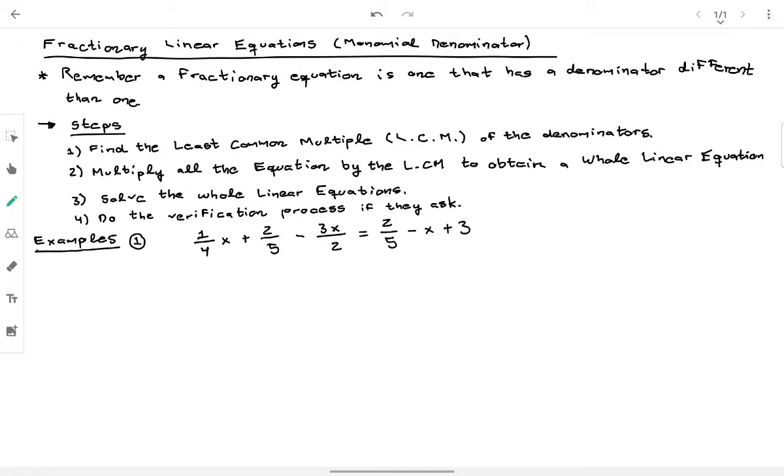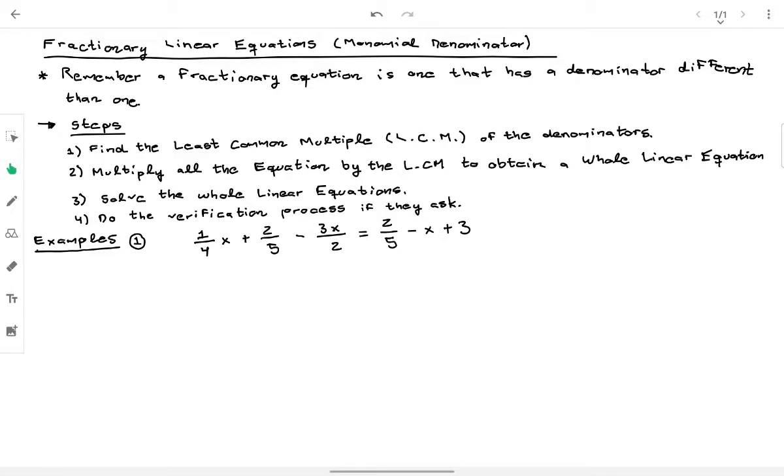So let's see. Today's topic is going to be fractionary linear equations with monomial denominator. In this case, remember that a fractionary equation is one equation that has a denominator different than 1. So what do we need to do if we have a fractionary linear equation to solve it?